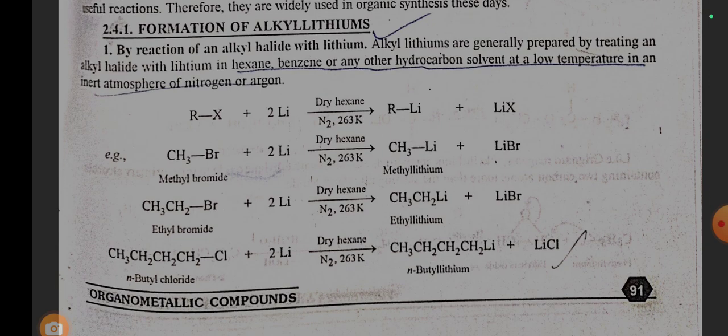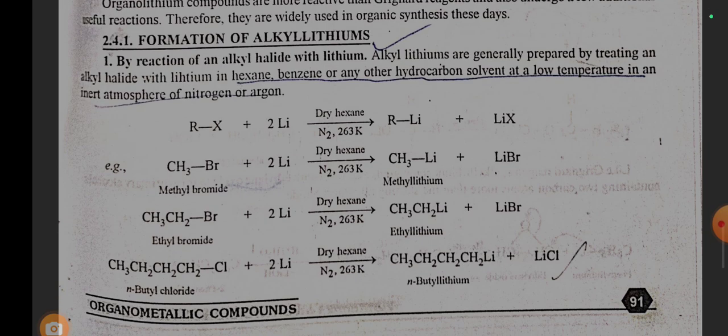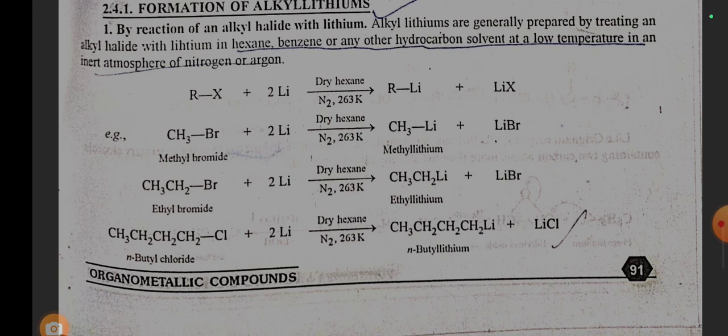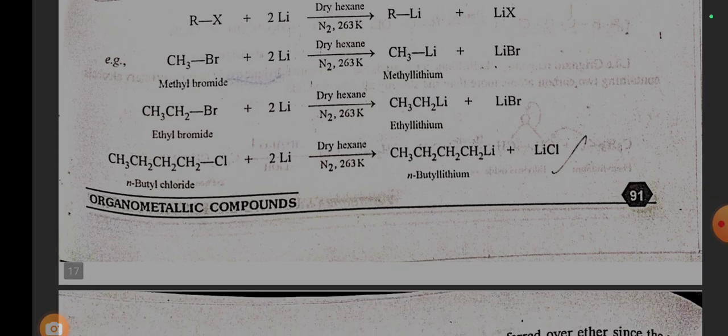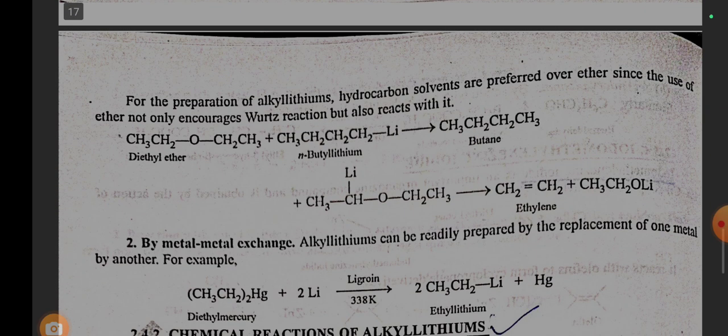Formation of alkyl lithiums. 1. By reaction of an alkyl halide with lithium. Alkyl lithiums are generally prepared by treating an alkyl halide with lithium in hexane, benzene, or any other hydrocarbon solvent at a low temperature in an inert atmosphere of nitrogen or argon. Methyl bromide plus 2Li on reaction in N2 at 263 Kelvin in presence of dry hexane gives methyl lithium plus LiBr.